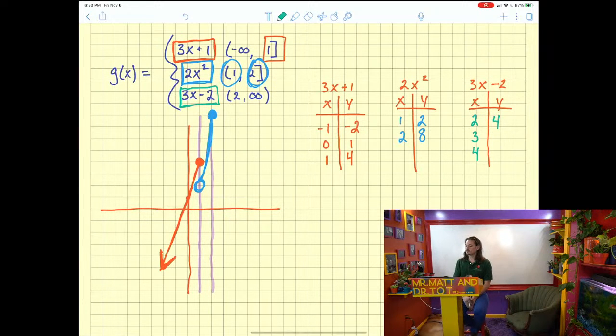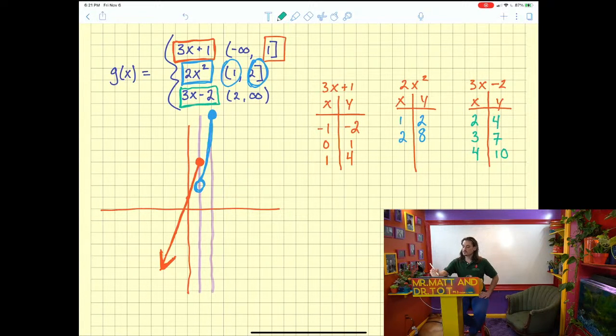At x is equal to 3, we're going to have 3 times 3 minus 2. 3 times 3 is 9. 9 minus 2 is 7. At x is equal to 4, we're going to have 3 times 4 minus 2. 3 times 4 is 12. 12 minus 2 is 10.